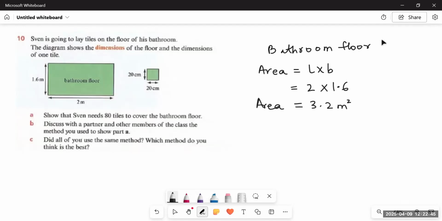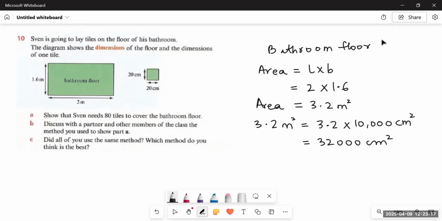Okay, we have found the area in meter square and we know 1 meter square is equal to 10,000 centimeters square. So we will multiply 3.2 with 10,000. When we multiply 3.2 with 10, the answer will be 32 and then come 3 zeros. So the answer will be 32,000 centimeter square. So this is the total area of the bathroom floor.